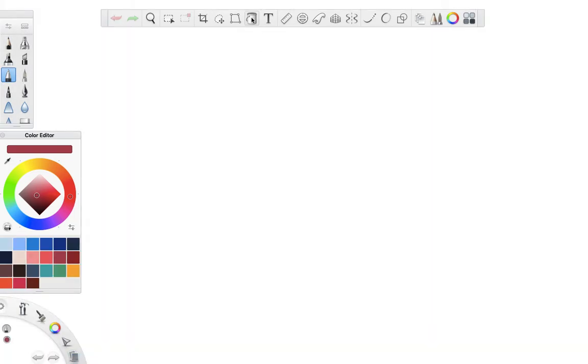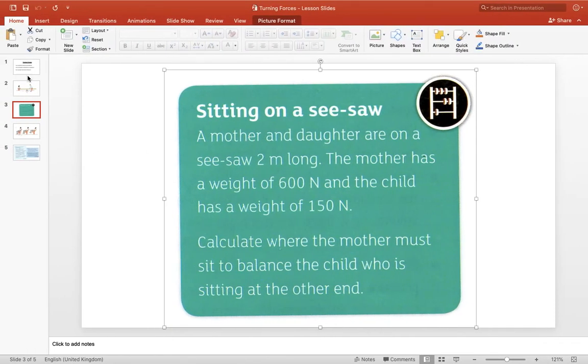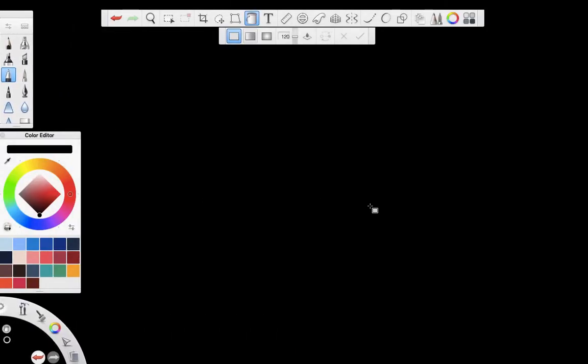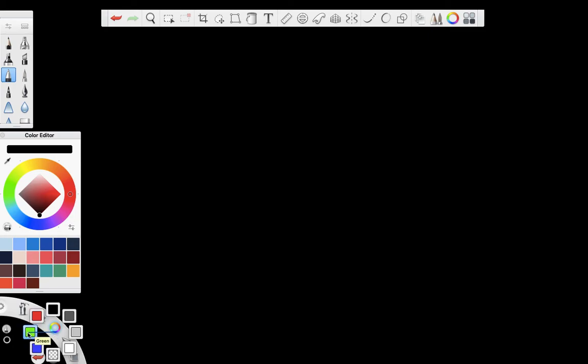If we have a look back at our learning objectives, you should now be able to tell me what the words pivot and moment mean. We now need to have a look at what we mean by the word equilibrium. This is talking about something known as the law of moments.